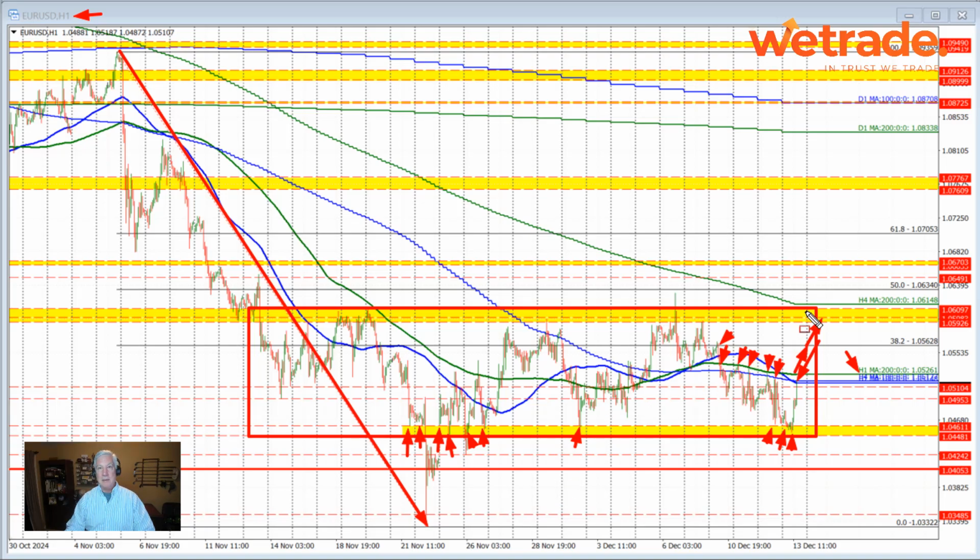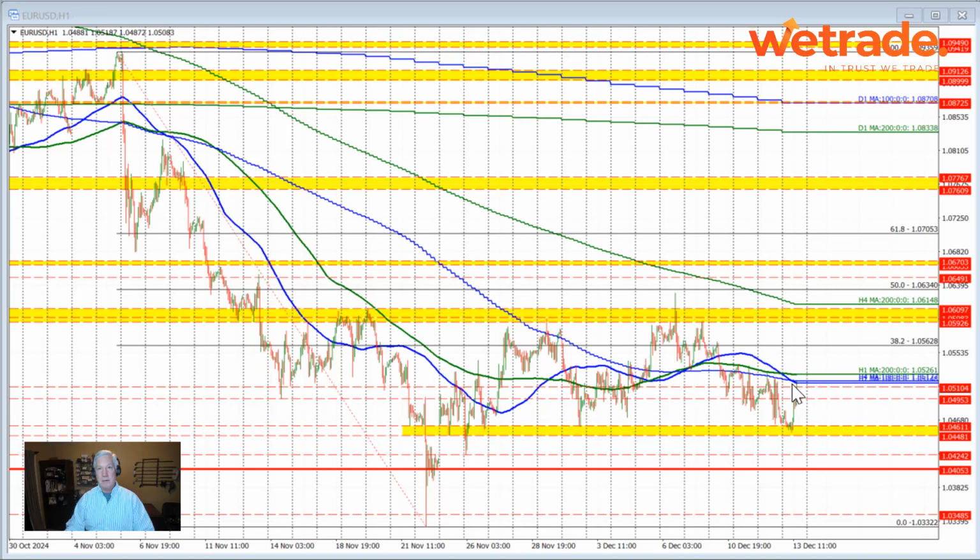And this area up here would be the next target if we're able to get above these moving averages and start to make a play above the 38.2% retracement. But right now, with the price trading below those moving averages, this is an area where sellers might be interested to keep the lid on the pair like they have earlier this week. Let's take a look at the dollar versus yen next.